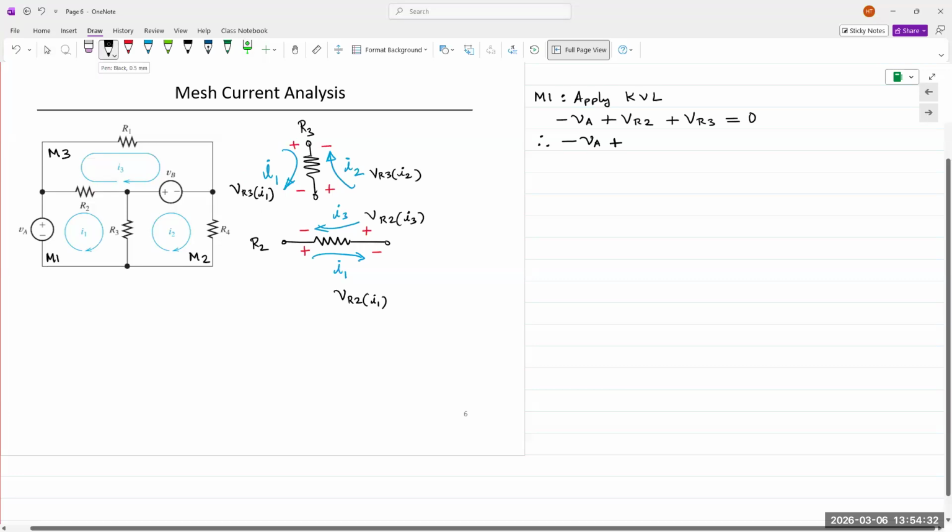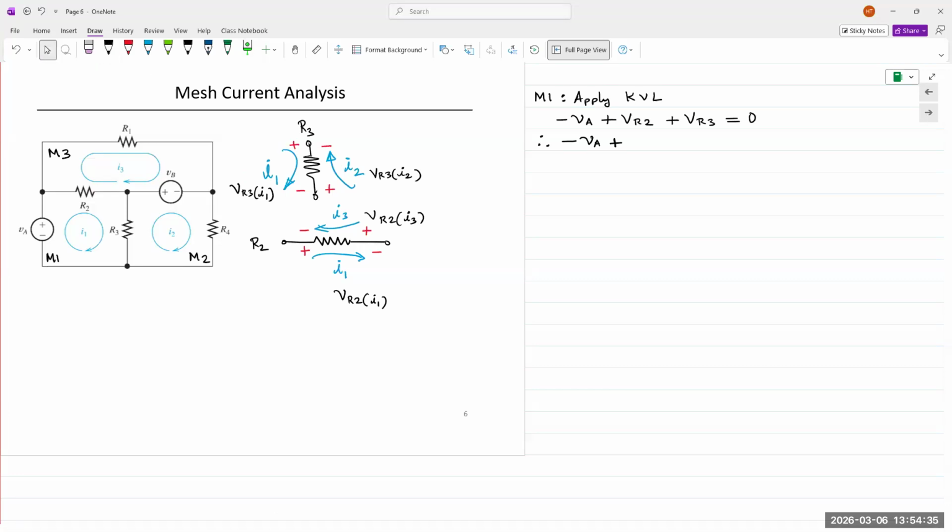For now, let's write our equation. So VR2, as we were writing, could have two voltage drops. I'm going to say VR2 due to I1.